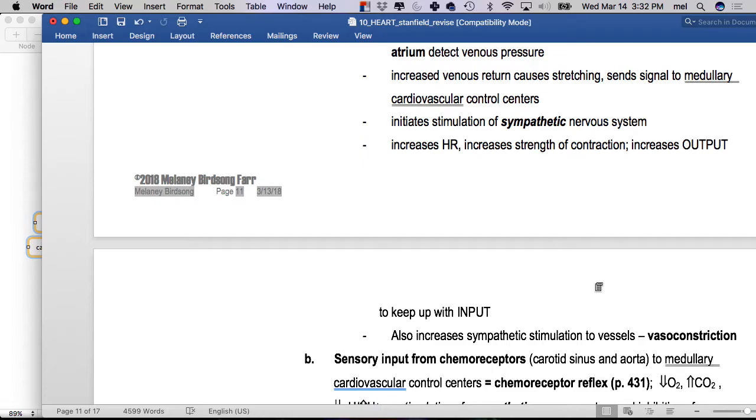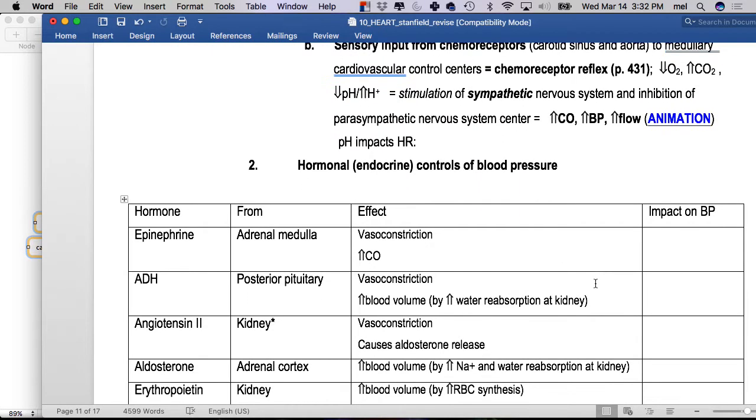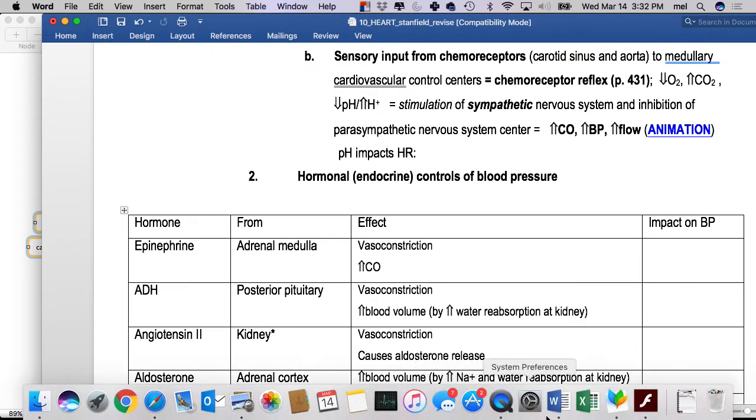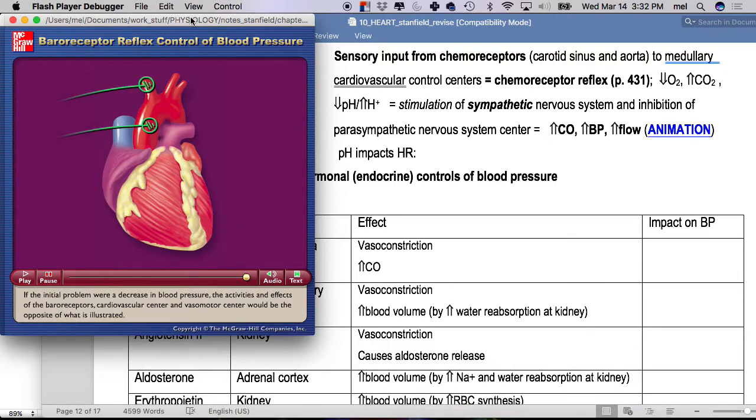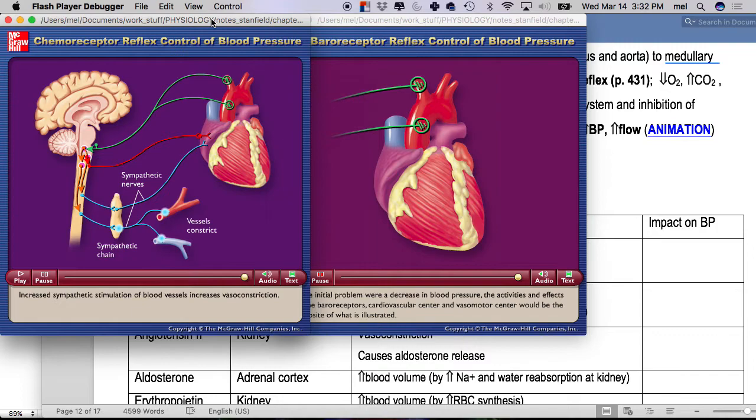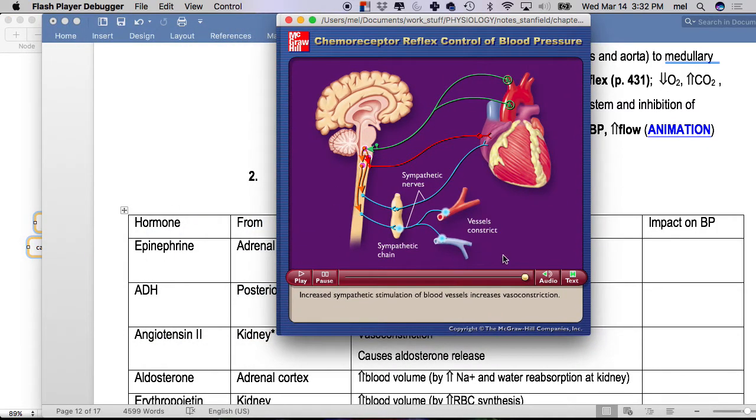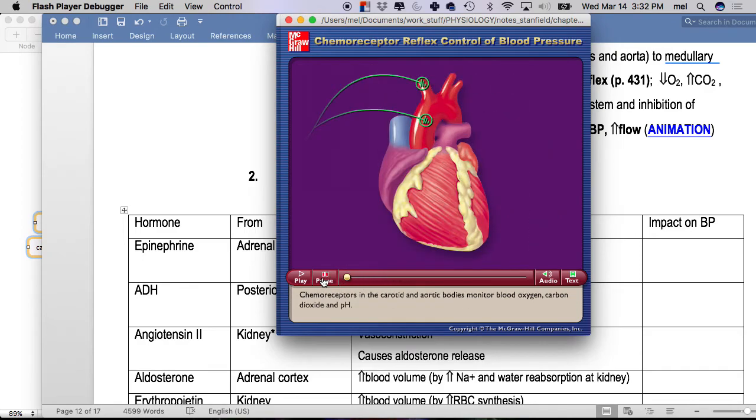Okay. Now the last one, and this one should make sense to you too. It's not super confusing. It's doing almost the same thing, only it's monitoring something different. This time what we're going to do is monitor the chemical content of arterial blood. Okay. And we're going to monitor oxygen, carbon dioxide, and pH. Do you remember that there's a relationship between carbon dioxide and pH? I think you've learned it before.